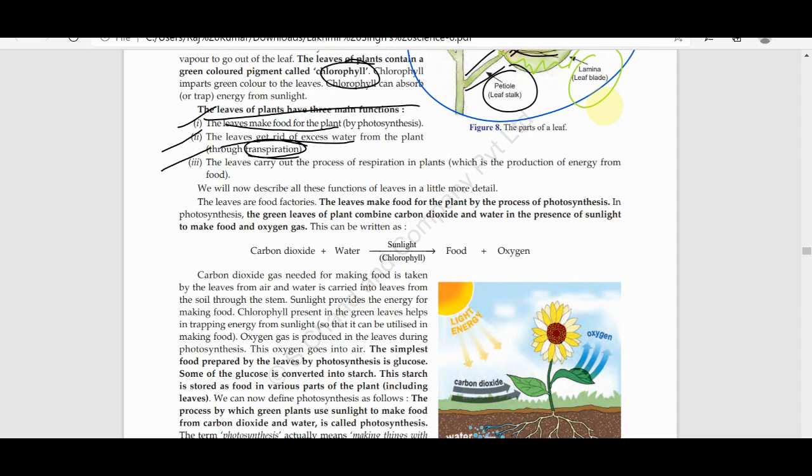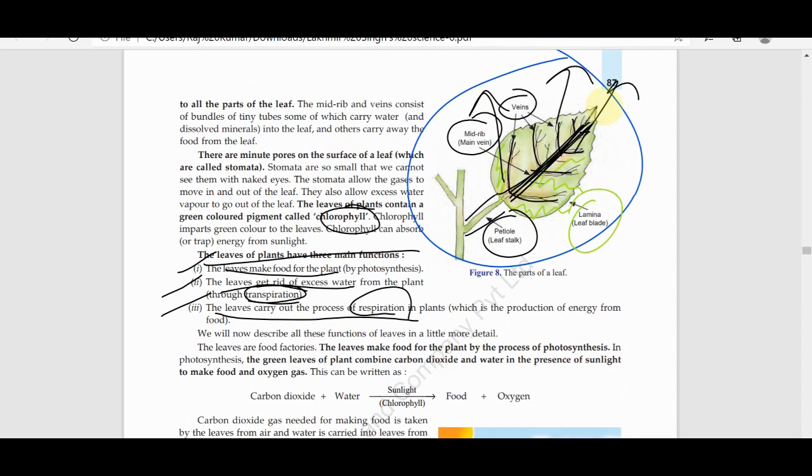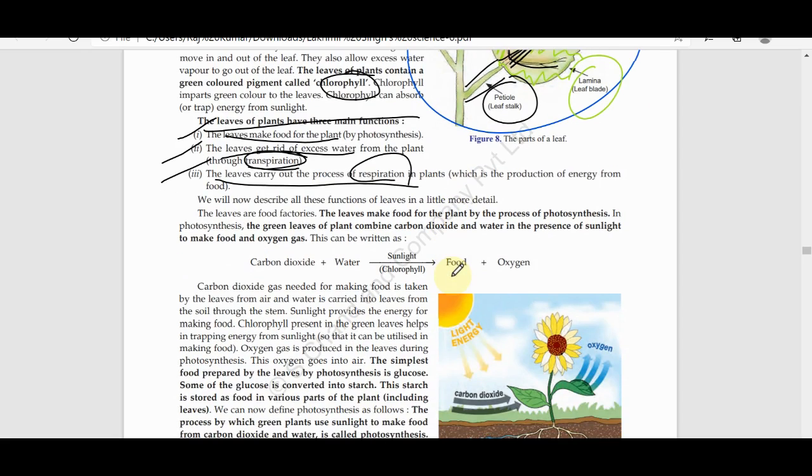And the third function, leaves carry out the process of respiration. As we know, plants also require respiration. They also produce energy. And how do they produce energy? When they respire. Respiration helps in producing energy. So respiration is done by the leaves of plants. Okay, and these are the functions of the leaves. So I think you got the meaning of it. What are the major functions of the leaves?